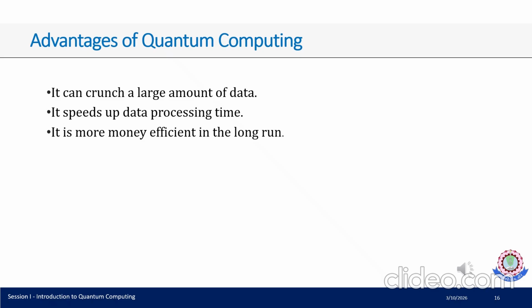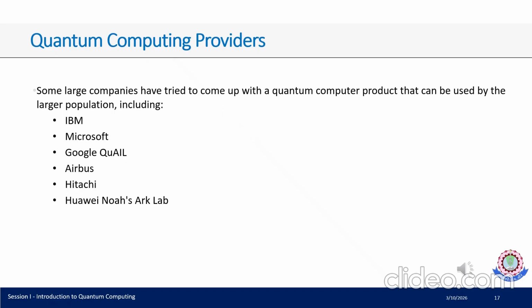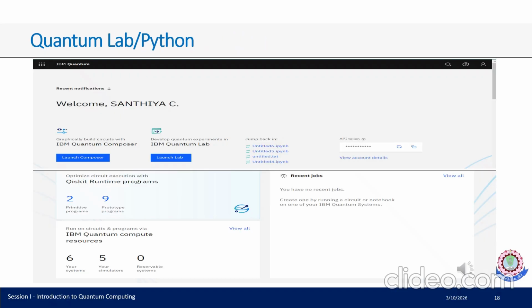Advantages: quantum computing by its usage can crunch a large amount of data. It speeds up data processing time. It is more money efficient in the long run. The larger companies have tried to come up with quantum computer products that can be used by large populations, including IBM, Microsoft, Google, Quail, Airbus, Chai, and Arclab.